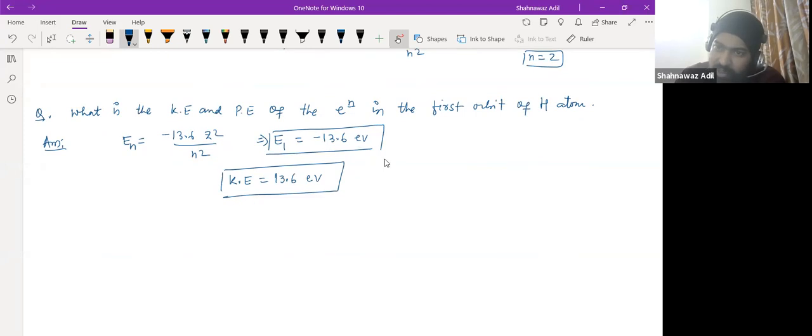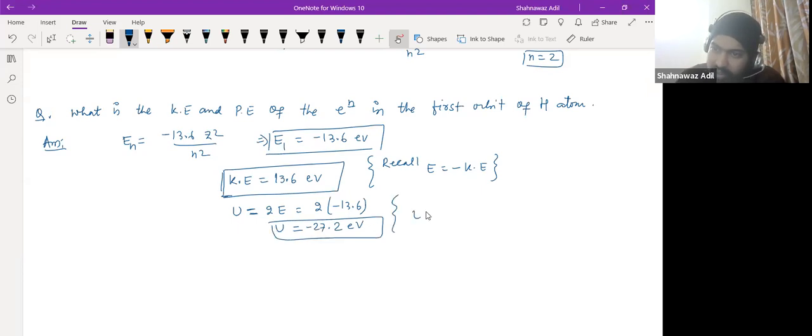Because we know, recall, E is minus K. Simply, and similarly, we can calculate the potential energy. Potential energy is 2E, right? So 2 into minus 13.6. So how much is that? Minus 27.2 electron volts, right? Because E is U by 2. So U would be 2E, right?